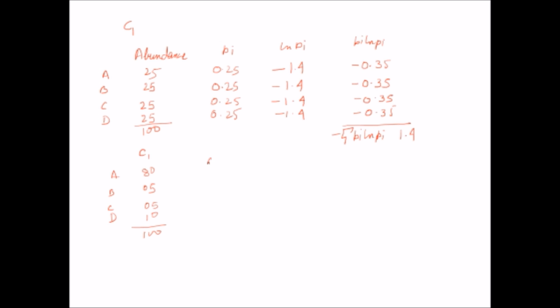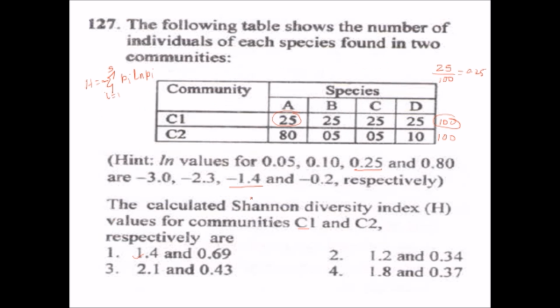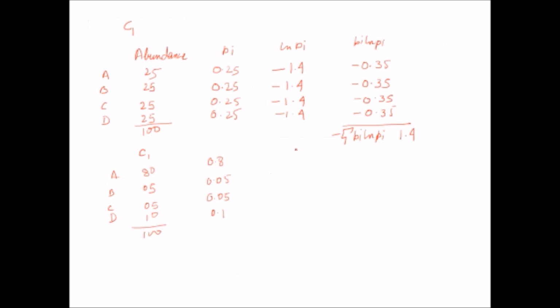Pi will be 0.8, 0.05, 0.05 and 0.1. Now let's again take the log value of 0.05, 0.1, 0.8. The log value will be minus 0.2 as per the question, minus 3.0, minus 3.0, and for 0.1 it is minus 2.3.